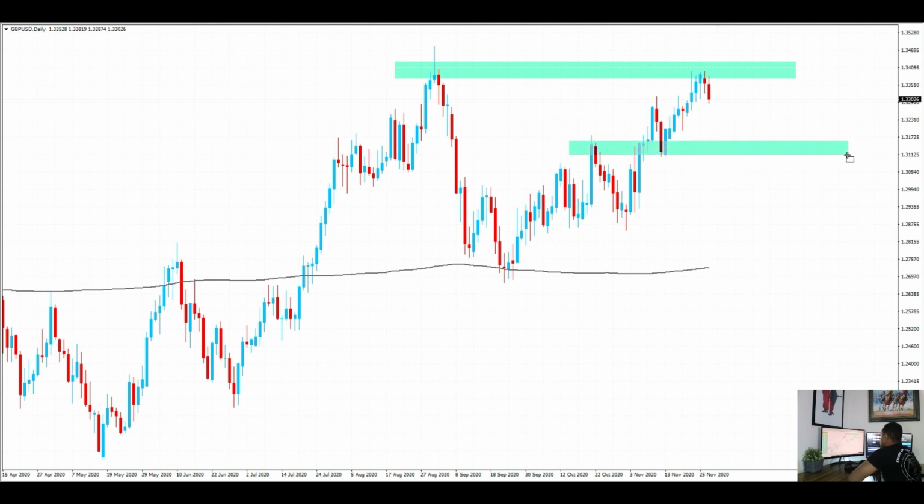Again, looking for a swing to go and test this area here. See previous area of resistance, support there again. So again, expecting a move to go and test this area at least. We do have this trend line running through the market as well.